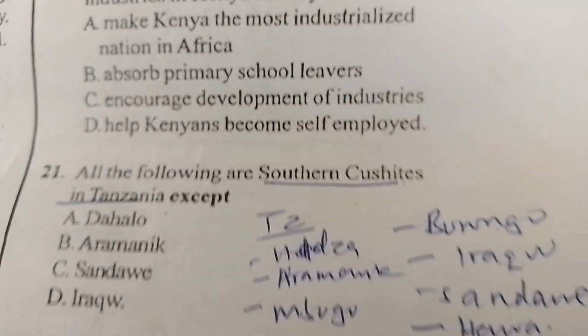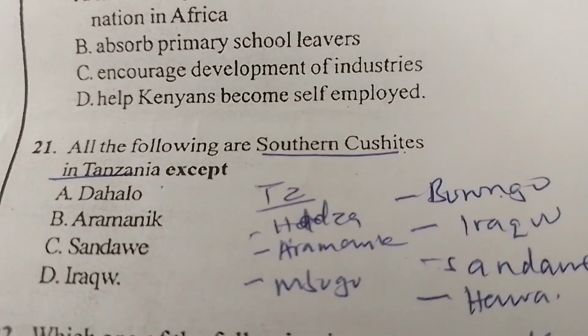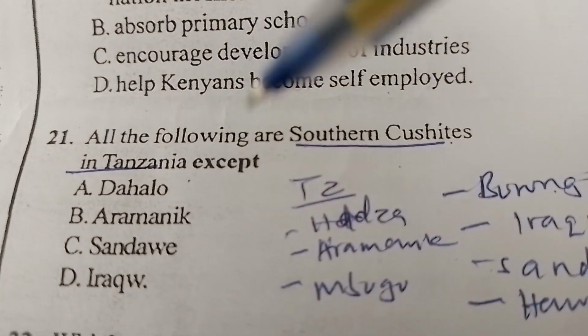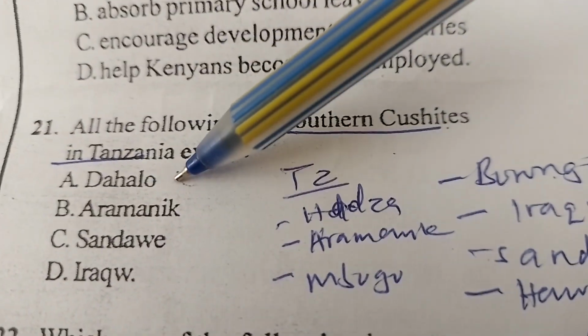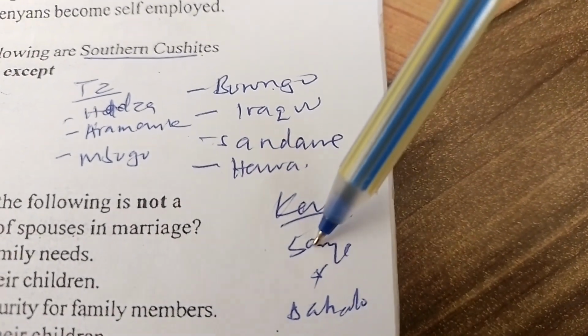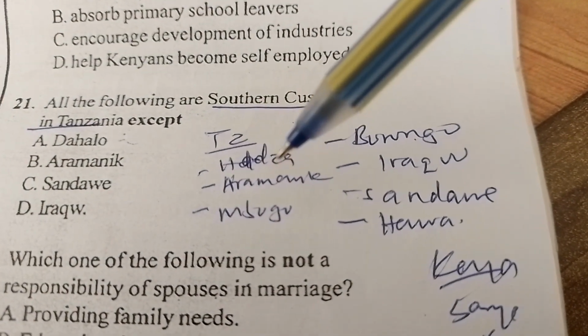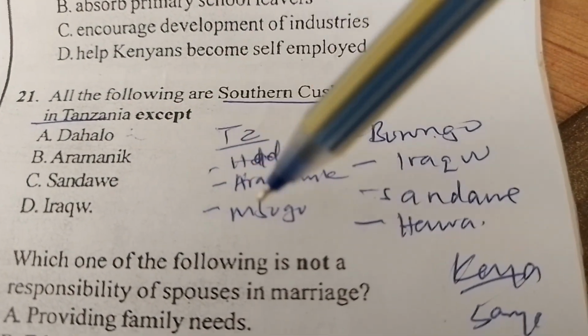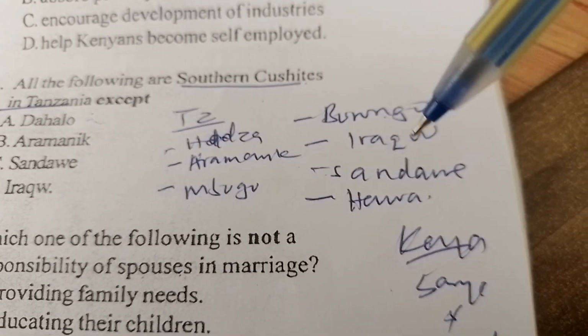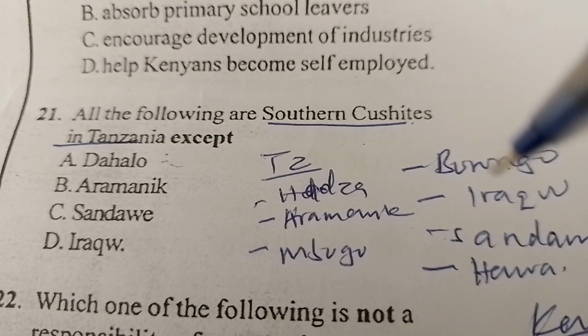The question: which of the following are southern Cushites in Tanzania? In fact, the Dahalo are found in Kenya. Dahalo and the Sanye. I've written something here that in Kenya we have Sanye and the Dahalo. Then in Tanzania we have the Hadzabe, Aramanik, Mbugu, Sandawe, Iraqw, Burunge. There are so many in Tanzania, the southern Cushites. But the Dahalo and the Sanye, they are found in Kenya.